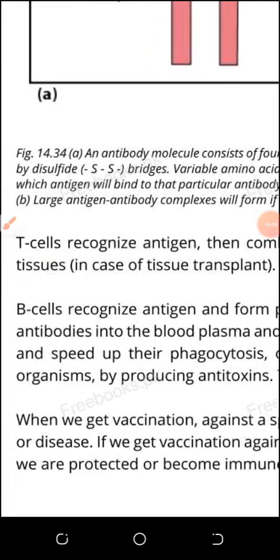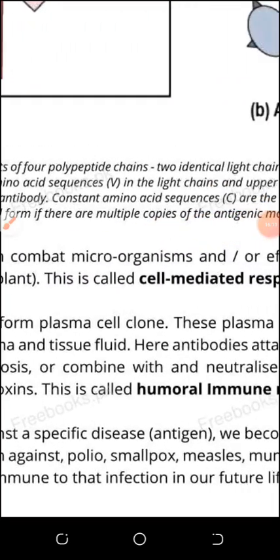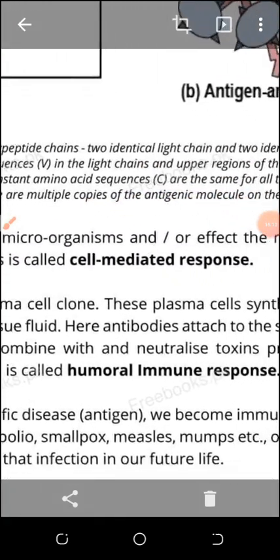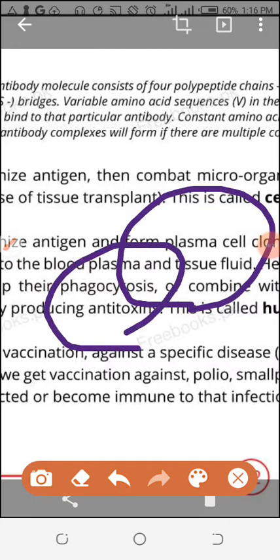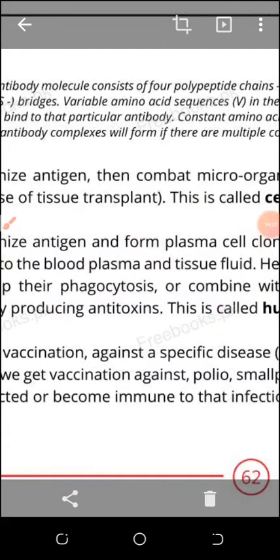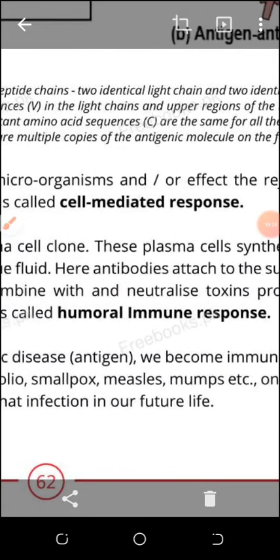B cells also recognize antigen with the help of T cells, and they form the plasma clone cell, as I told you. The plasma clone cell will produce the antibodies, and those antibodies will be killed by phagocytes, macrophages, and by perforin protein of the bacteria, and that is the humoral immune response.